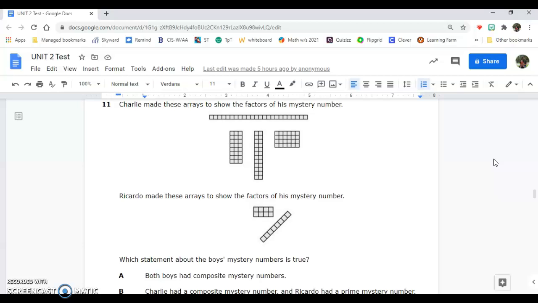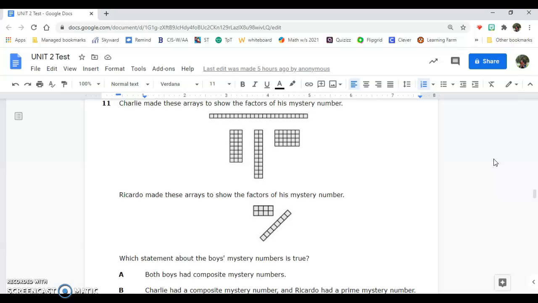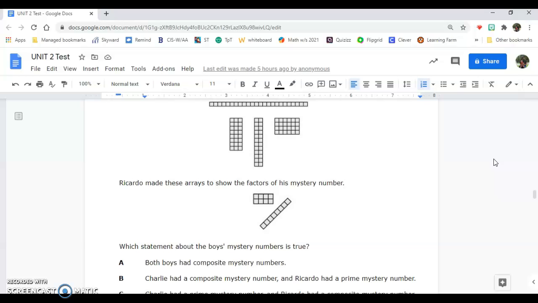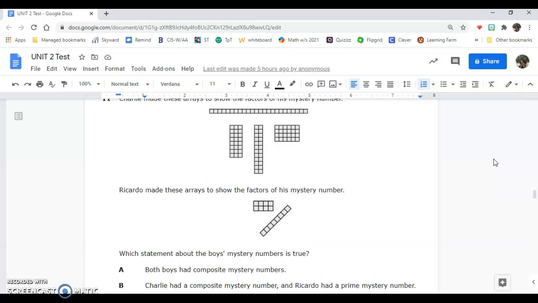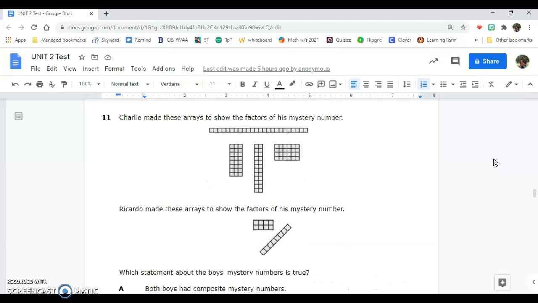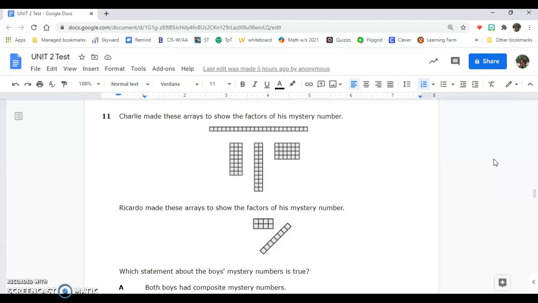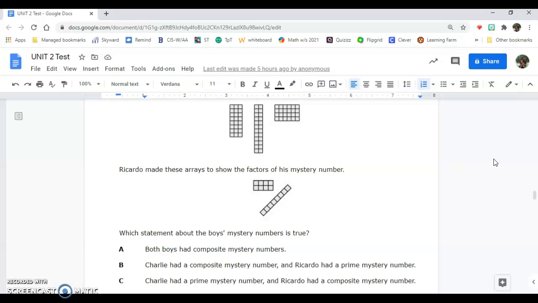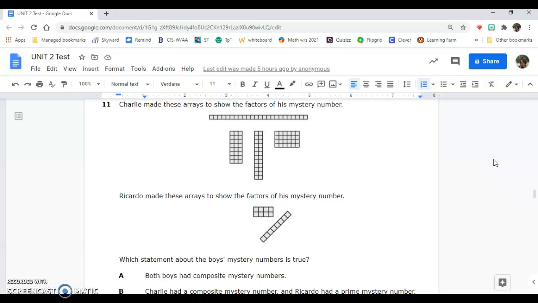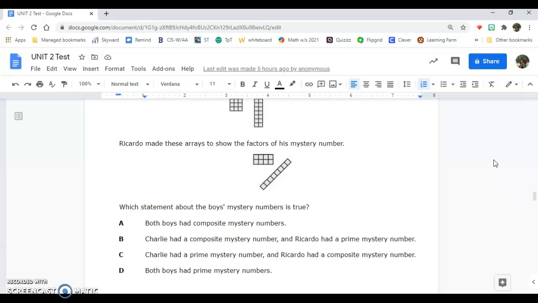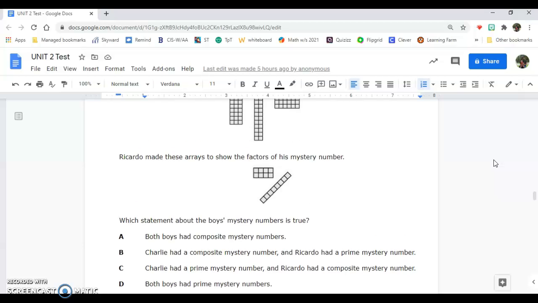A, both boys had composite mystery numbers. B, Charlie had a composite mystery number and Ricardo had a prime mystery number. C, Charlie had a prime mystery number and Ricardo had a composite mystery number. Or D, both boys had prime mystery numbers.